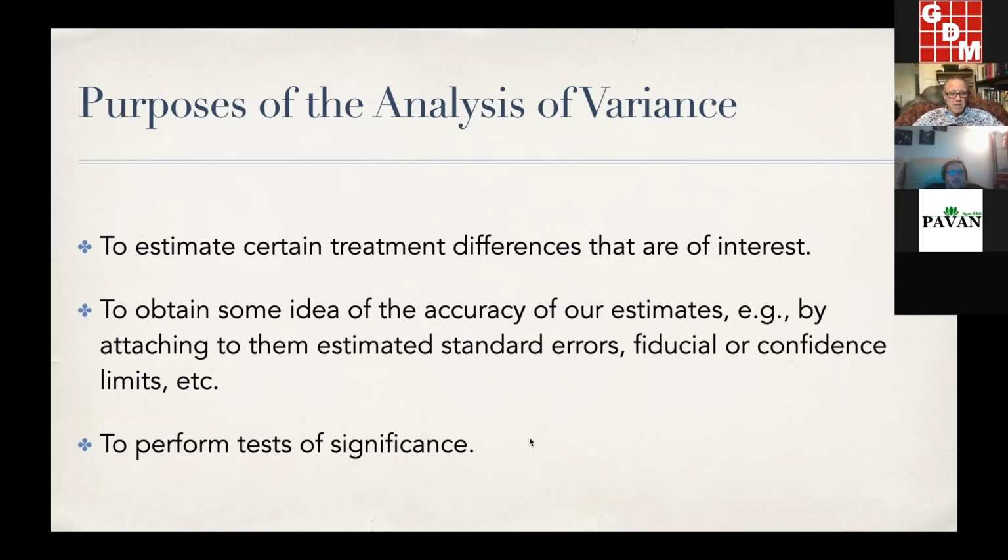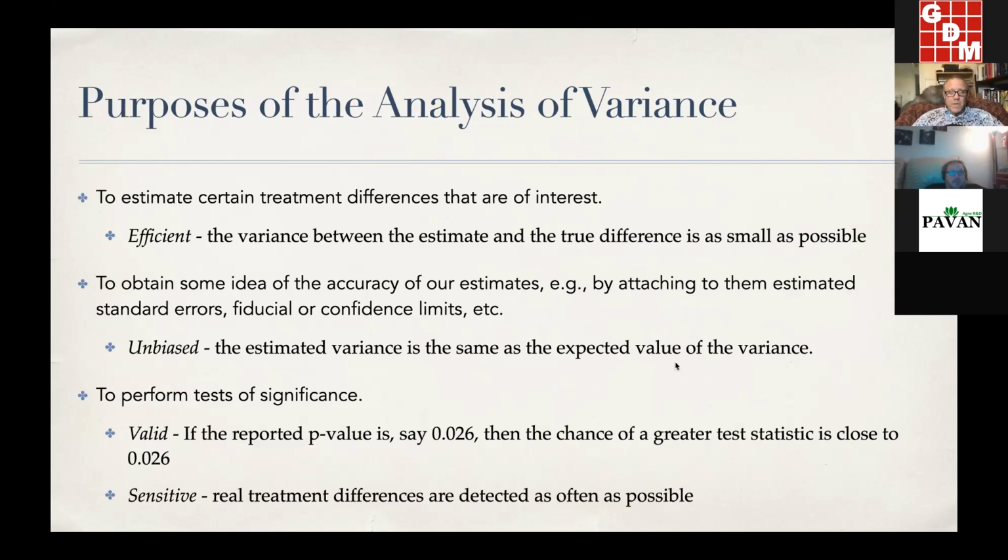Specifically in tests of significance, we want p-values. Usually, that's what's associated with the test of significance, a particular way of statistical inference, without going too much into the minutiae of the many different methods of statistical inference. So some of the properties that we want with the numbers that we get is that when we measure certain estimates of differences, we want an efficient estimate, that the variance between the estimated value and the true difference is as small as possible.